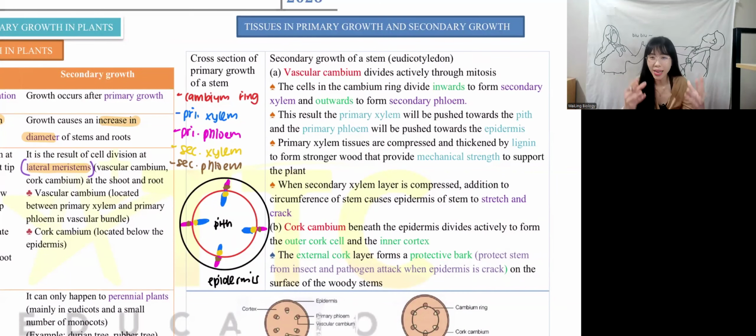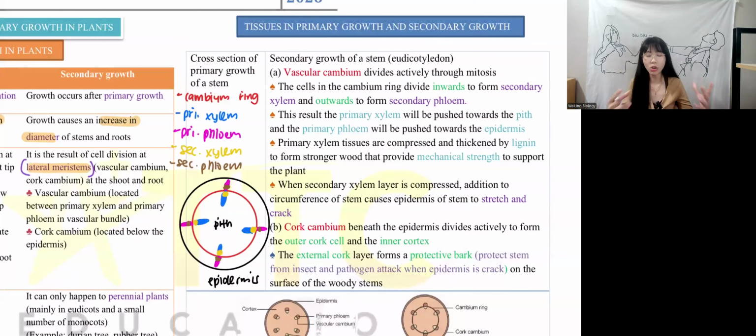Imagine you are L size, a very big person. Can you fit into an S size shirt? You force yourself to, you cannot, right? So the shirt will also burst. It's the same concept as this plant. So when they stretch and crack, the protection is the cork cambium. They form into outer cork cells and inner cortex. The outer cork cells form into a bark, which is the protective layer, to prevent infection. So this is the external cork.